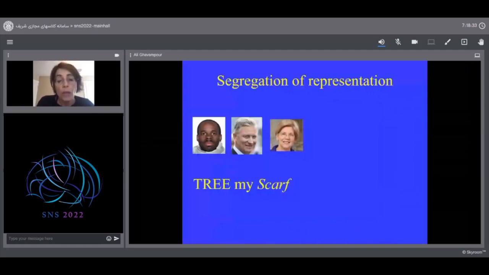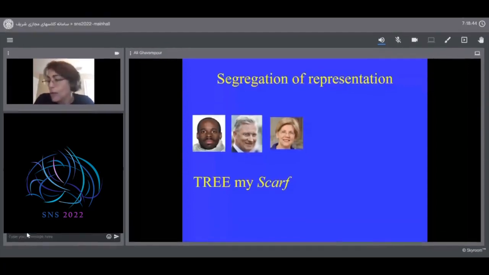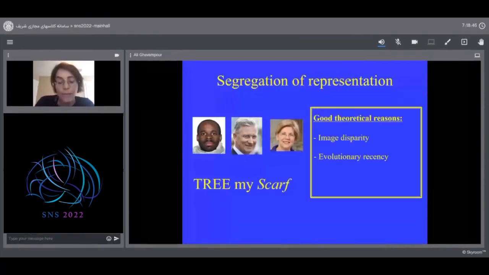There are also good theoretical reasons why faces and words might be represented separately in the brain, why there is a segregation of representation. Firstly, faces and words are very different in terms of their input features. Faces are roundish, words are typically made of straight edges.